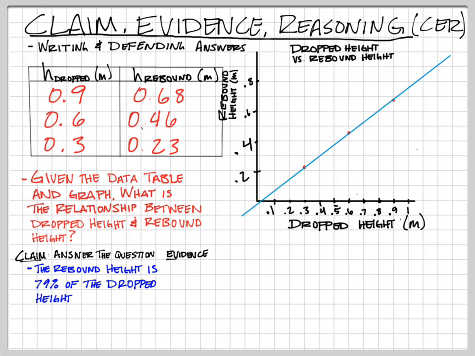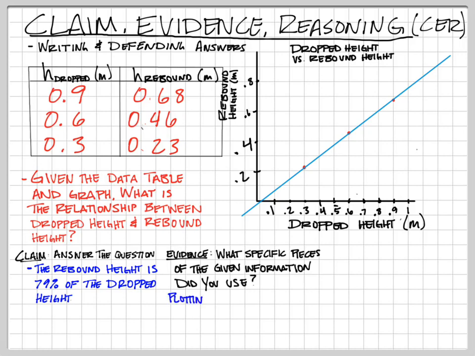The next part is the evidence. With the evidence, I want to know what specific pieces of the given data did you use to make that claim. I need you to cite specifically what it is. So not saying just the data table, but also saying 0.9, 0.68. All of that needs to be specifically cited. So this may take a lot of space to use. That's okay, but you do need to state all of the evidence that you use.